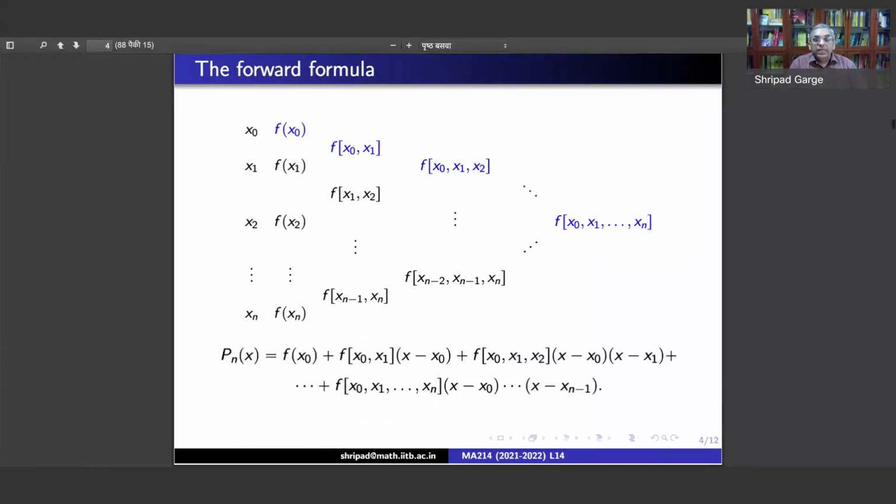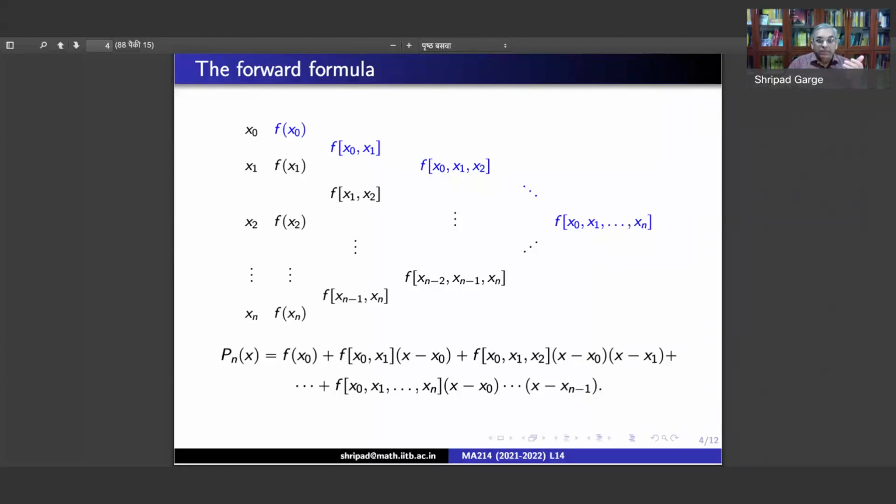The way to write that would be this: I start from f of x naught, then I go to f of x naught x1, and to that I multiply the linear polynomial x minus x naught. Then I take the next level divided difference, which is f of x naught x1 x2, and I multiply by the degree 2 polynomial, which is the product of x minus x naught and x minus x1, and we continue this way. So this is going in the forward way.